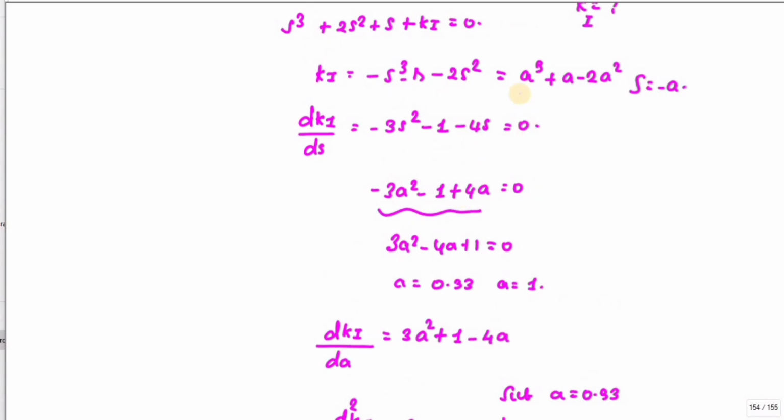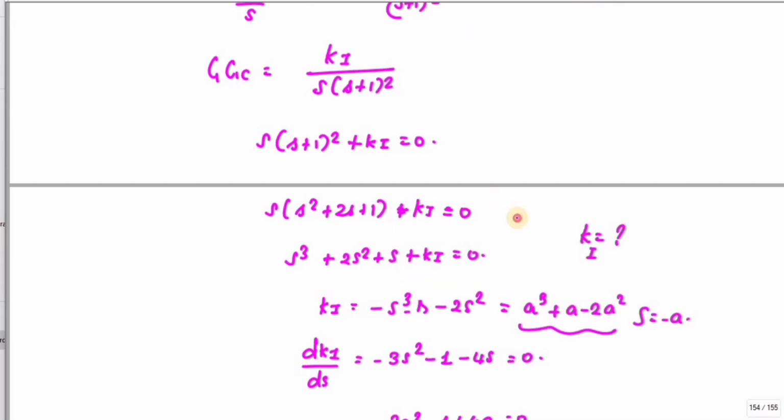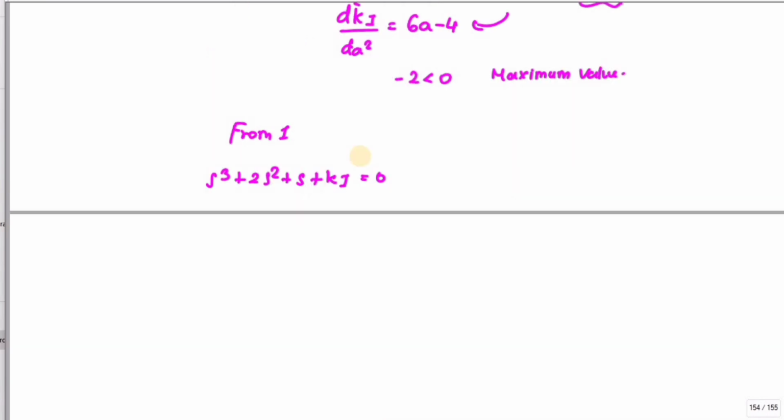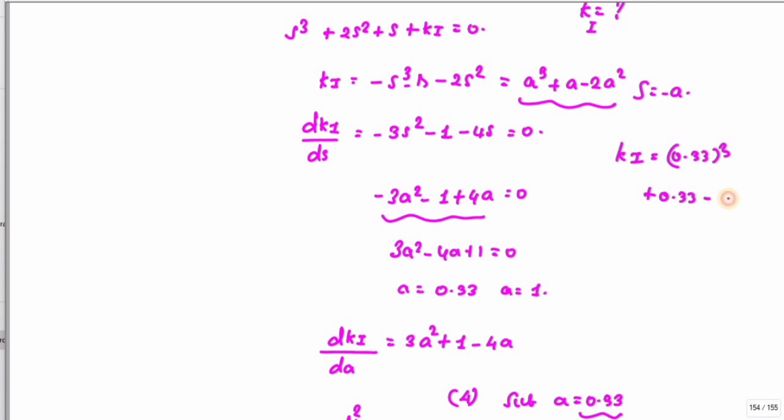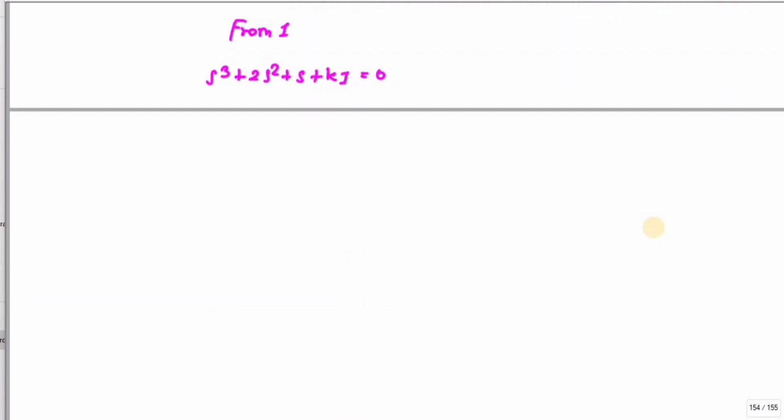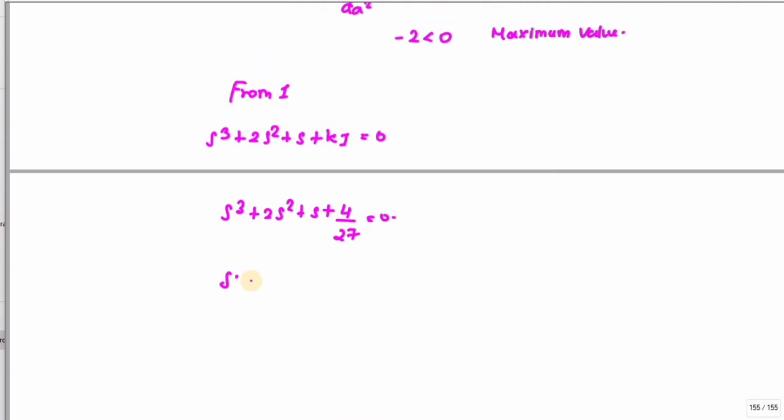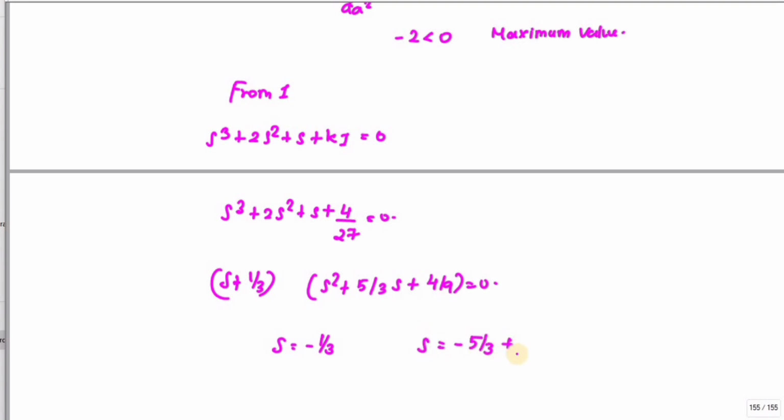So what I'm going to do is substitute a is equal to 0.33 in the Ki equation. So Ki is equal to a cube plus a minus 2a square. So I'm substituting, I will get the Ki value, which is nothing but 4 divided by 27. So I substitute in the first equation, so I will get s cube plus 2s square plus s plus 4 by 27 equals 0. If I separate this, I will get s plus 1 by 3 into s square plus 5 by 3 into s plus 4 by 9 is equal to 0.